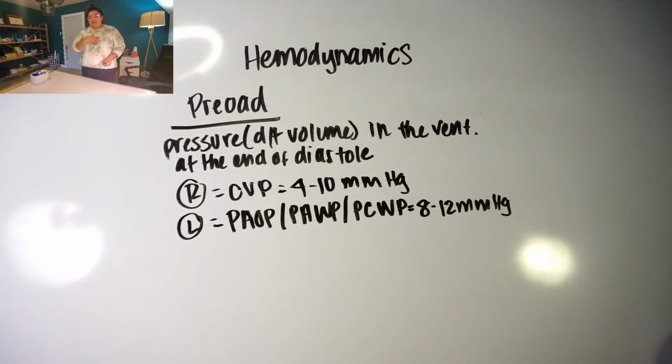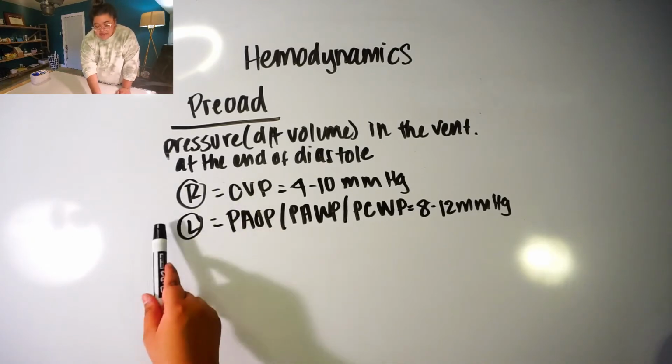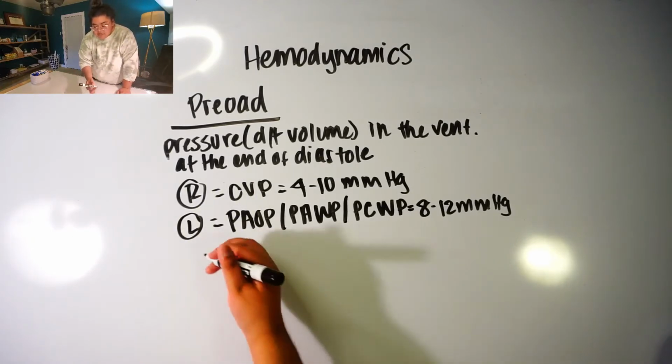So from that point, then we can inflate a balloon on the end of that catheter, and that back pressure on the balloon is going to tell us what our wedge pressure is. And we're calling it wedge because when the balloon is inflated, it's wedged in the pulmonary artery. So on the right side, we measure preload with CVP. On the left side, we measure it with wedge pressure.